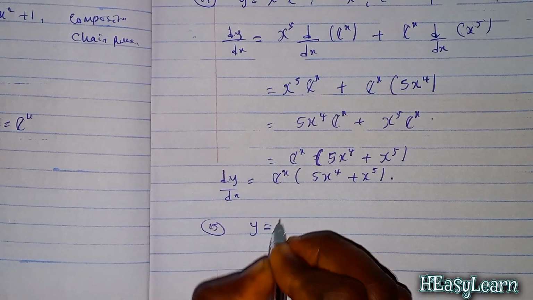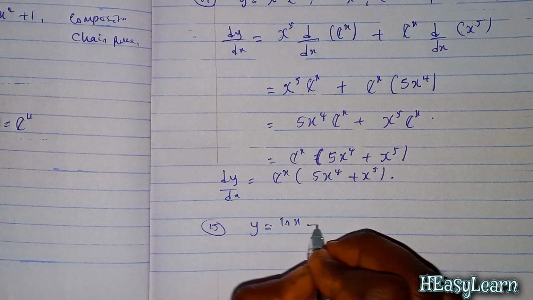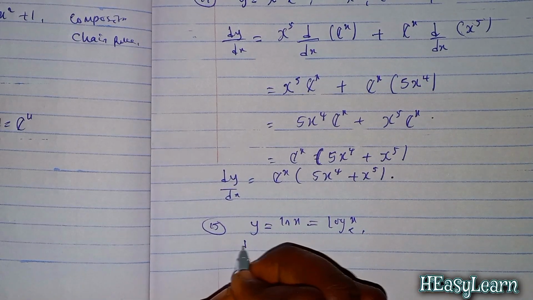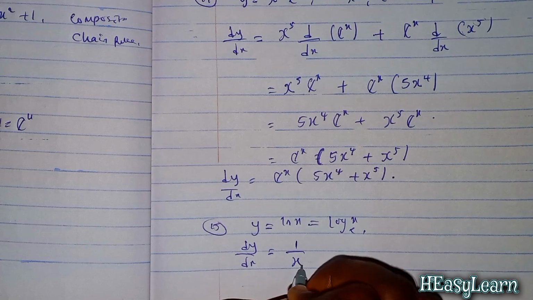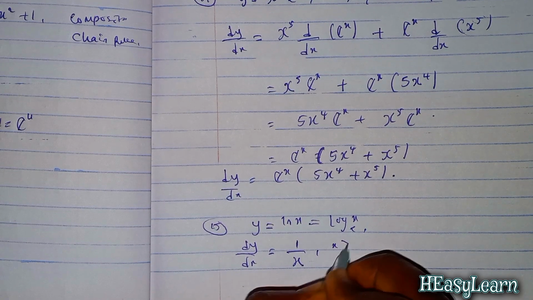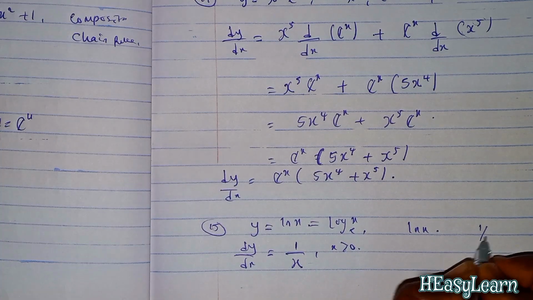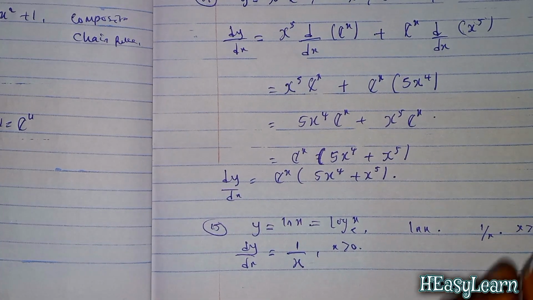Let y equal ln x. Ln x is the same thing as what? Log of x to base e. So the derivative of this function is 1 over x, because by first principles, when we find the derivative of ln x, it is 1 over x. X must be bigger than 0.